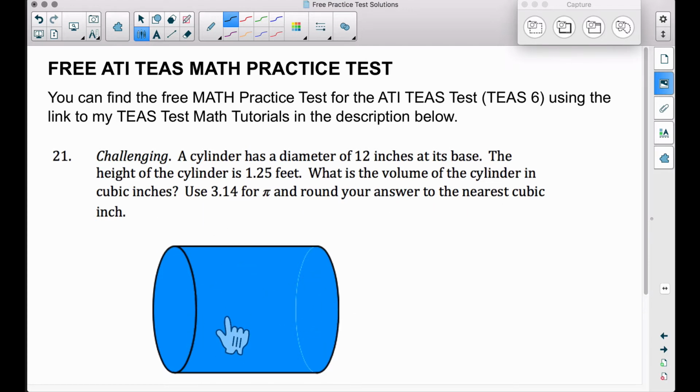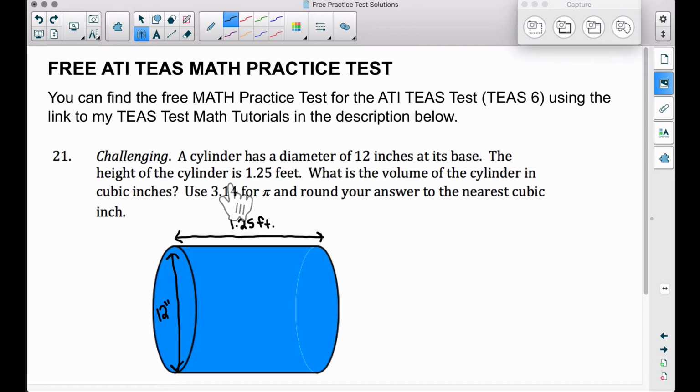Even though this cylinder here is technically tilted over on its side, think of taking a Campbell's soup can and knocking it over on its side. The circles that we have here on both ends, those are the bases, regardless of how the can is sitting. Therefore, the diameter of the base, the distance all the way across that circle, is 12 inches. Be careful there.